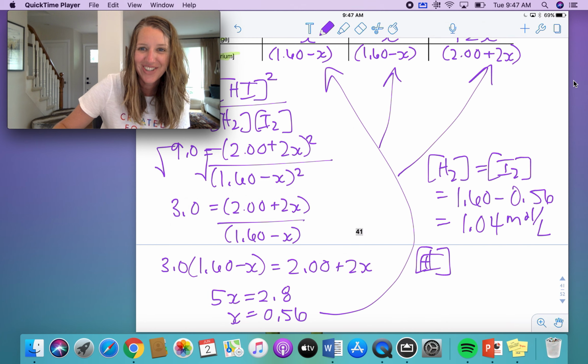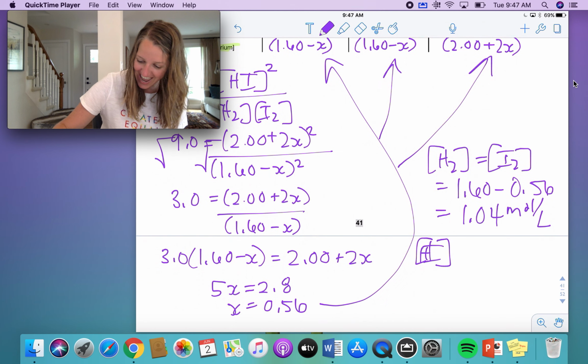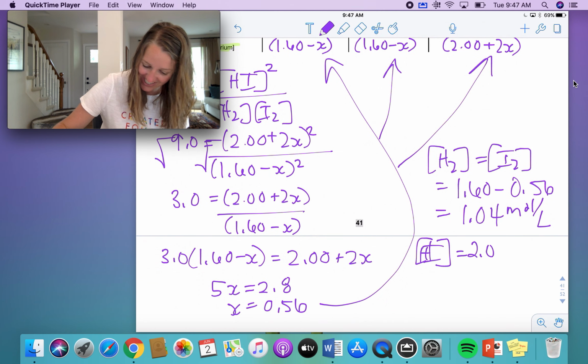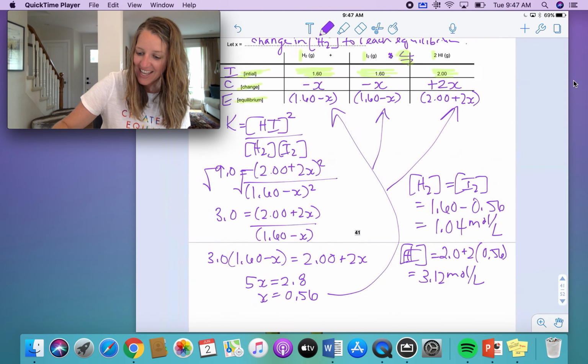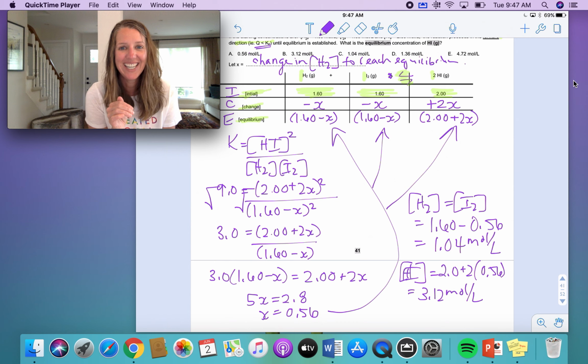That's really messy, your hydrogen iodide concentration, and you're going to end up getting 2.0 plus 2 times 0.56 and end up with 3.12 moles per liter. That is calculating my equilibrium concentrations of those gases, and I can solve that because I'm given K. Yeah, you have to be given something in order for you to solve that equation.